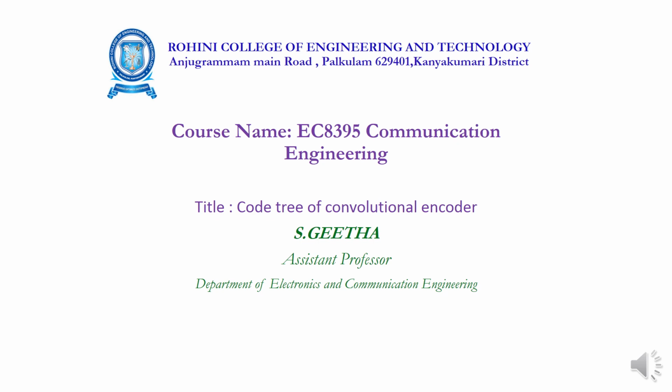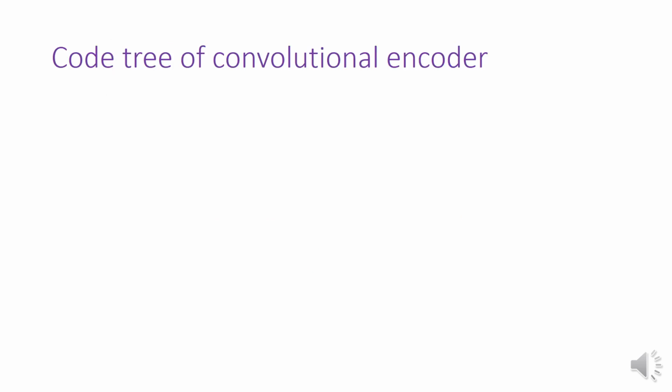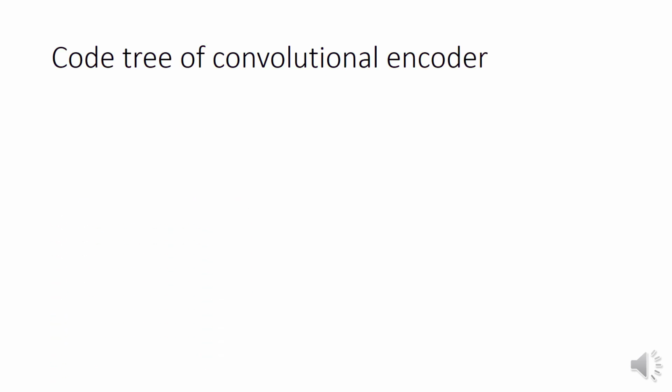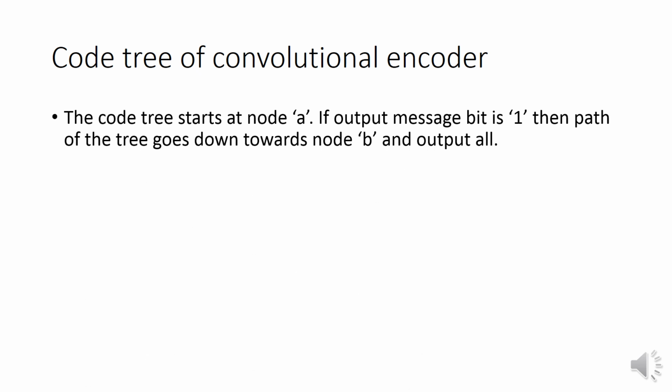I am going to handle the subject on communication engineering. So now I am going to discuss the topic on code tree of convolutional encoder. First, what is meant by code tree of convolutional encoder? On completion of this topic, the students will be able to define code tree, define code trellis, and define state diagram.